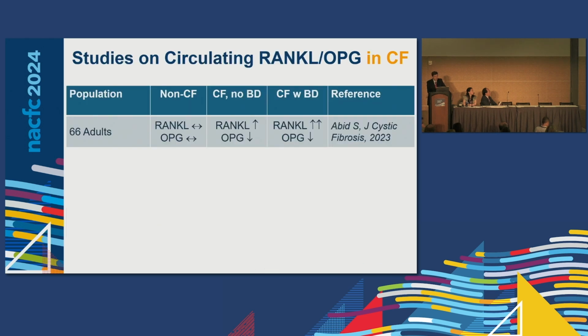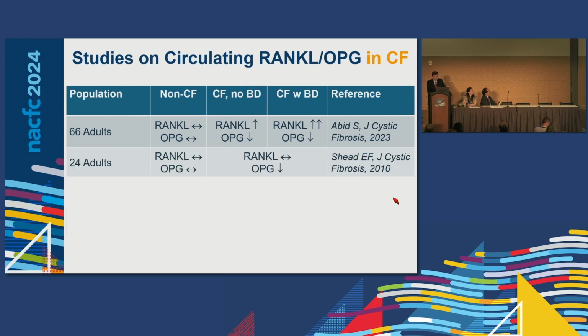Other investigators, this is our data. I've shown you how, compared to non-CF, CF with no bone disease have high RANK ligand, low OPG. CF with bone disease, much higher RANK ligand and low OPG. But there are other studies in this field, one in 24 adults published in 2010 that showed, in that case, low OPG, not so much of a difference in RANK ligand.